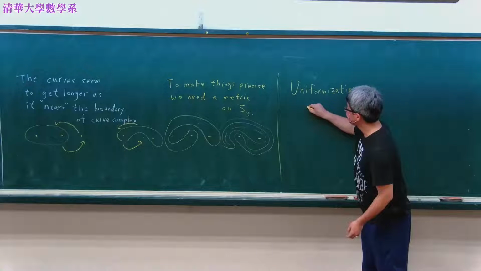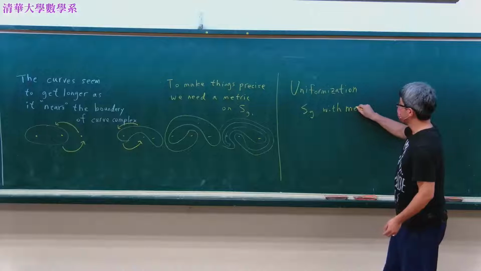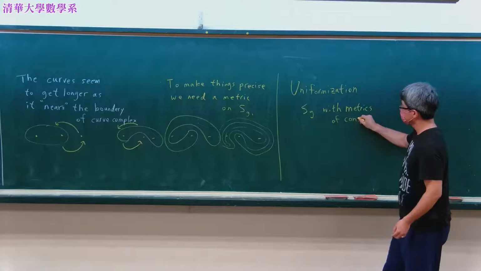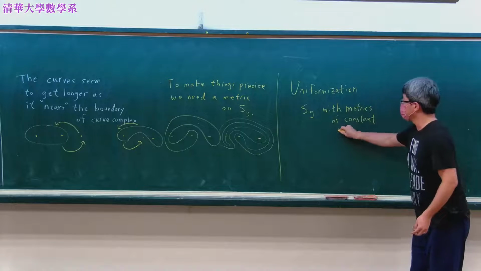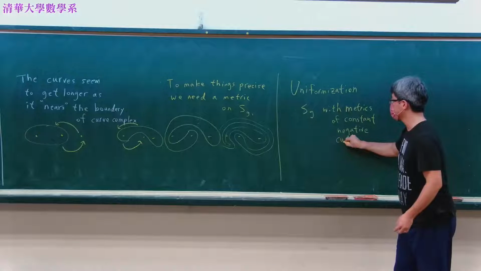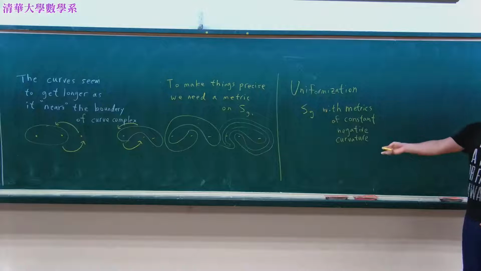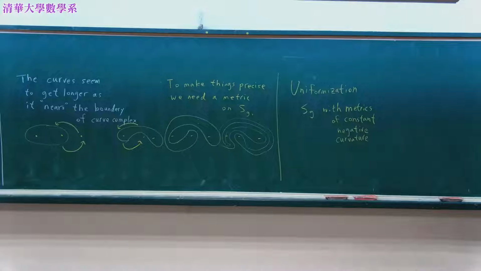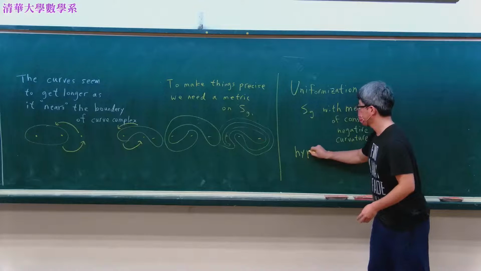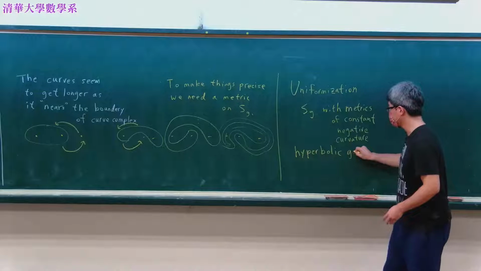So S_g with metrics of constant curvature, because of the topology, people realize that it's always a negative curvature. And when you go to the world of Riemannian geometry and come back, you say negative curvature corresponds to hyperbolic surfaces. So hyperbolic geometry.